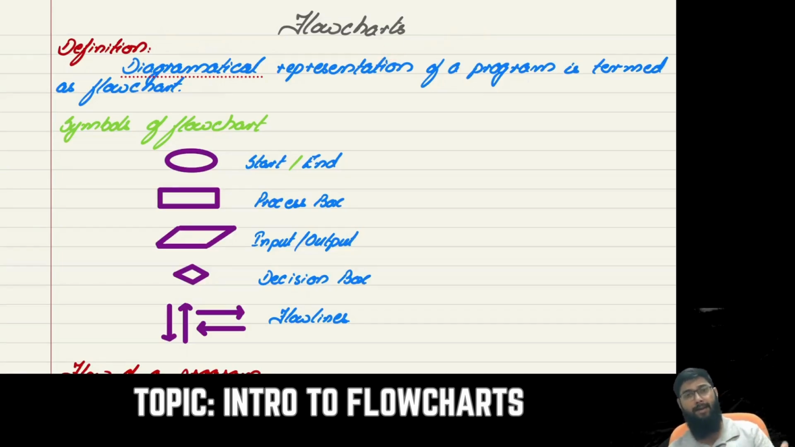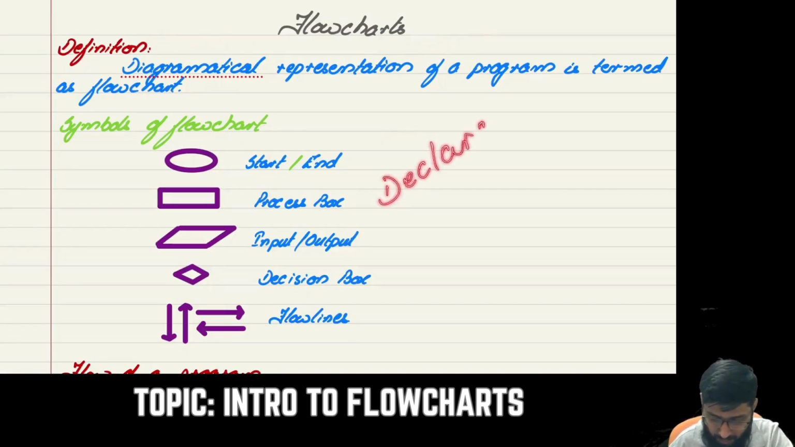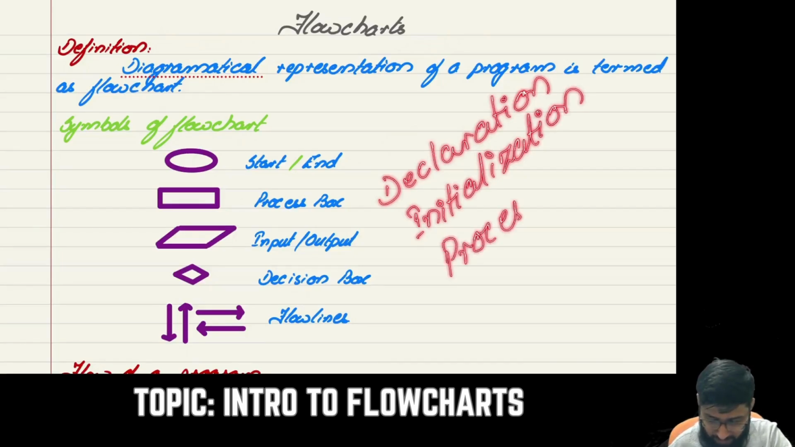Now we have a few diagrams. What type of symbols are we going to utilize when it comes to the flowchart? We have different types of symbols for representing flowcharts. We have an oval shape that represents the start or the end. We have a process box that may contain any sort of declaration, initialization, or any sort of process.